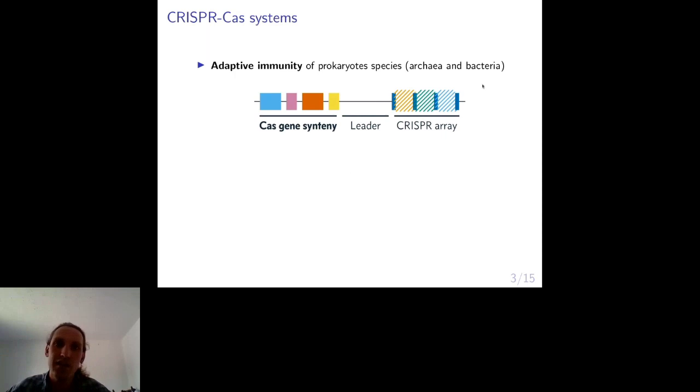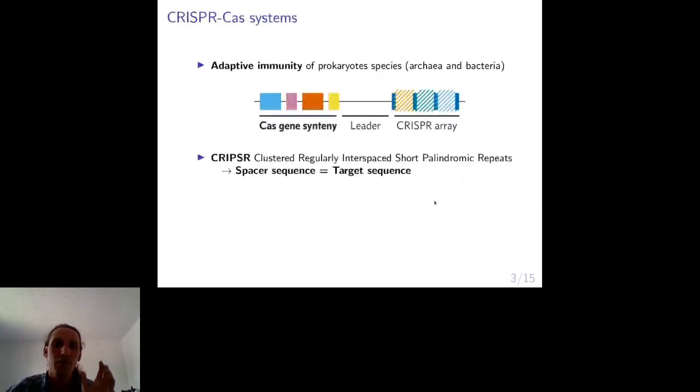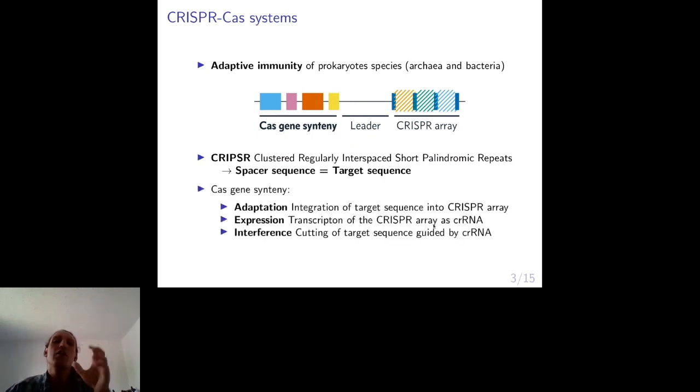So the CRISPR-Cas system is composed in 3 parts: the Cas gene synthesis, a leader sequence, and the CRISPR array. The CRISPR, it's for clustered regularly interspaced short palindromic repeats. So between the repeats, we have a spacer. It's a spacer sequence that corresponds to the target sequence the mechanism wants to recognize and to remove from the cell.